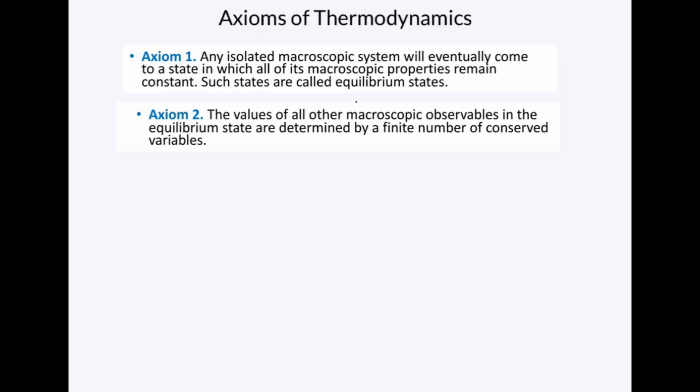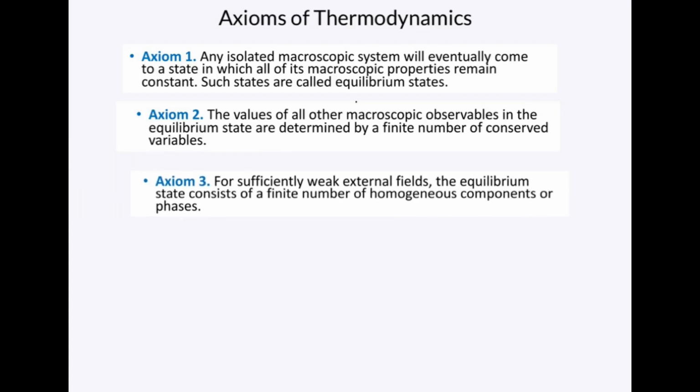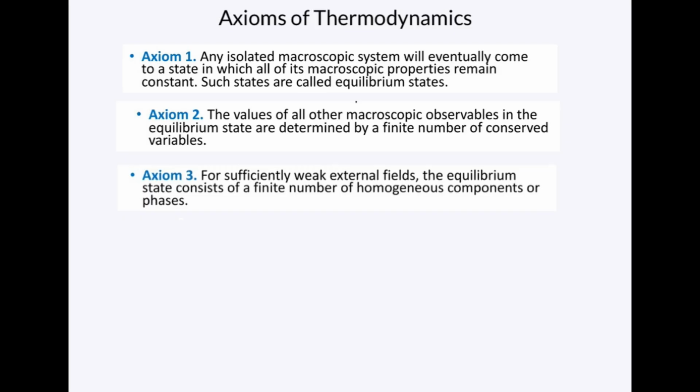The third axiom states, for sufficiently weak external fields, the equilibrium state consists of a finite number of homogeneous components or phases. This axiom just reflects the fact that fields that could influence the state of a system should not vary too much in the volume that we are looking on.